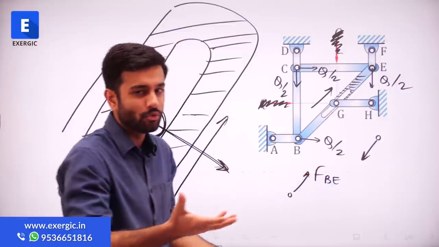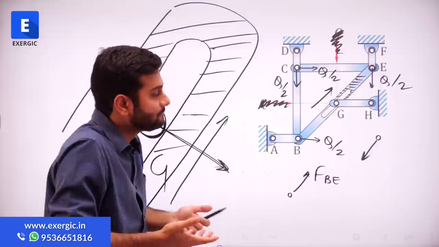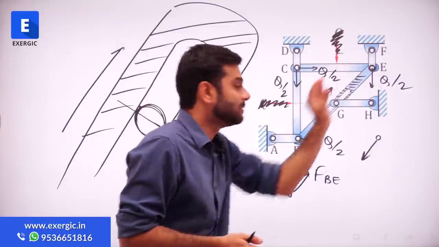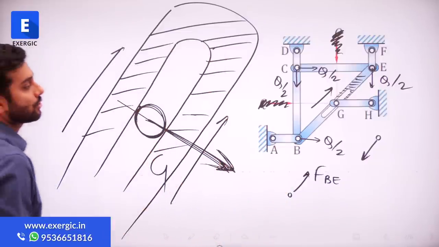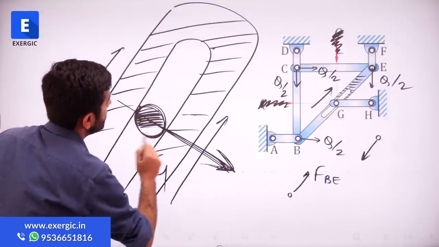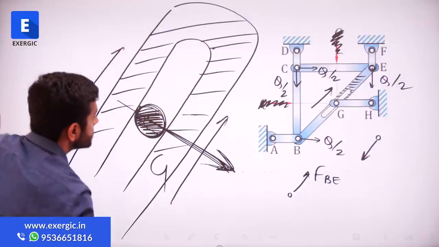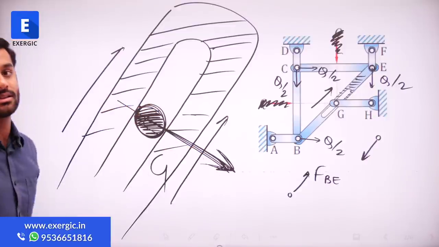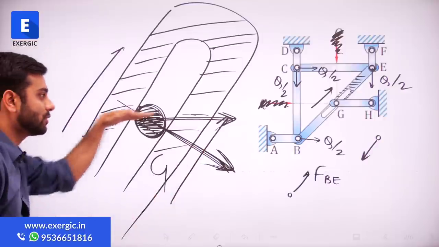There is no actual movement, as we already know, everything is rigid and fixed. I'm just trying to give you an intuition: if there is any force acting along BE, that force is not going to get transmitted perpendicular to BE. That force is not going to get transmitted in this direction to the pin. This is the pin. This pin cannot receive any force due to the force being transmitted in this link, in this slot. And since this cannot receive any force in that direction, there will be no horizontal component of that force.